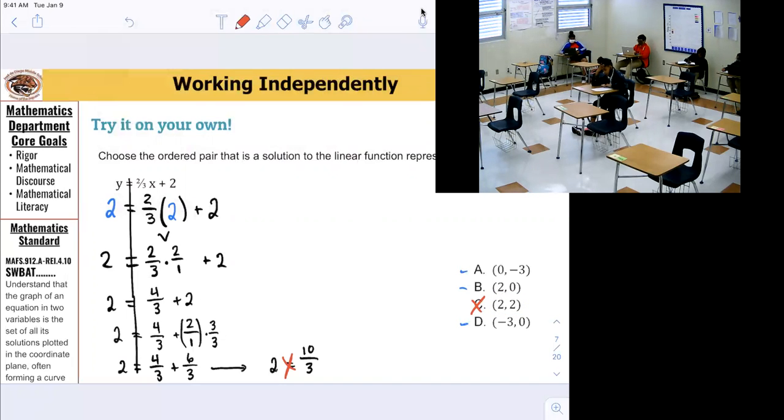Now the rest of these answer choices all have zeros in them, so I left the easy ones for you to do. I was nice and I did the hard one. But try it out. Take your time. If you have to multiply a fraction by a whole number, go back to this example. I'm leaving it up. And just make sure you're following the same steps. I'll put 5 minutes on the timer.